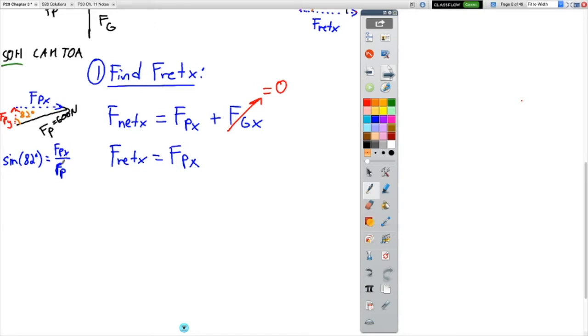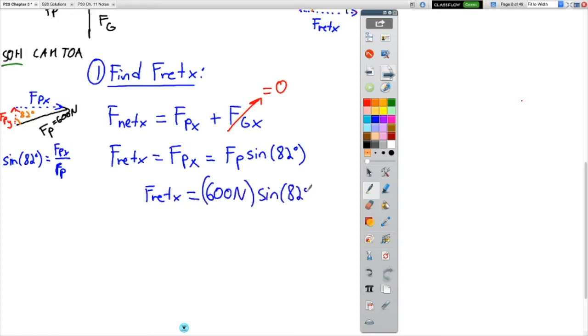Doing some rearranging, you can see that Fpx will be Fp times sine of 82, right? We would multiply both sides by Phil's total force. So F net x equals Fpx equals Phil's total force multiplied by, not cos, sine of 82 degrees. And so now we've got F net x equals 600 newtons times the sine of 82 degrees.